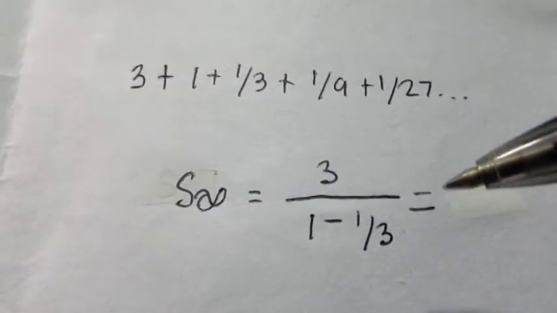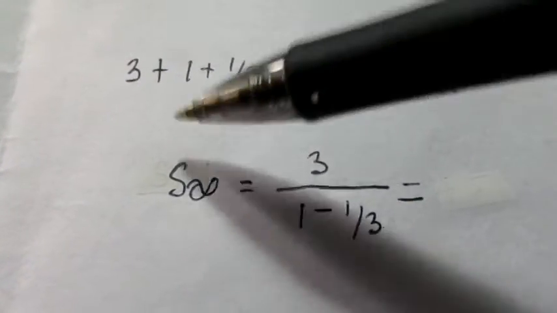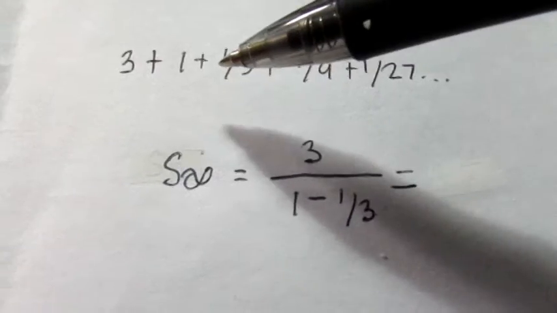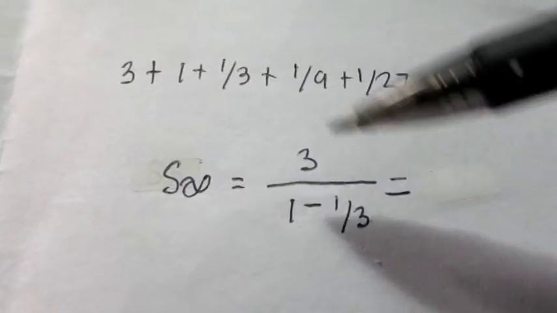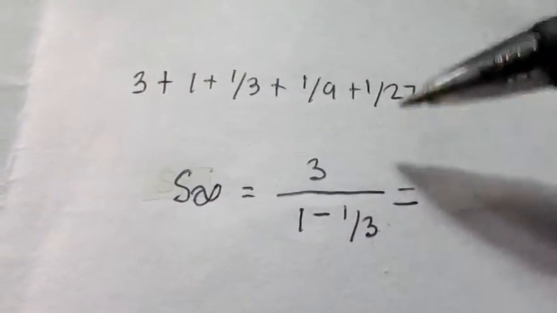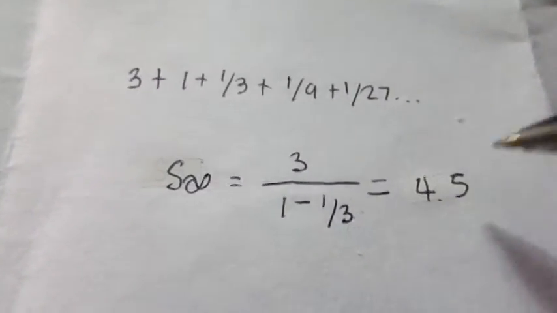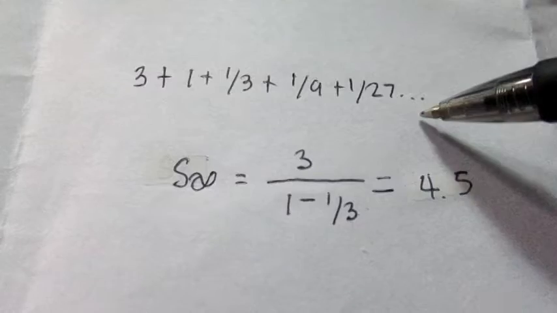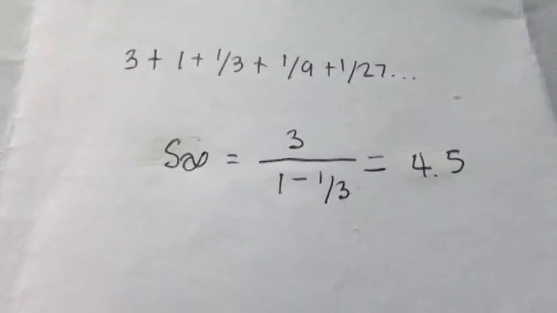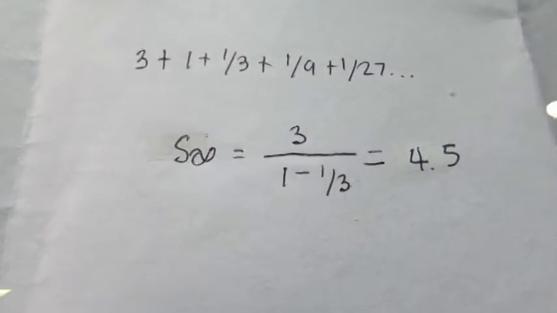1/3 because if we multiply 1/3 by 3, it will become 1. 1 times 1/3 is equal to 1/3 and so on. This will result to 4.5, which is the sum of the sequence that is infinite. And that's the concept of geometric sequence and series.